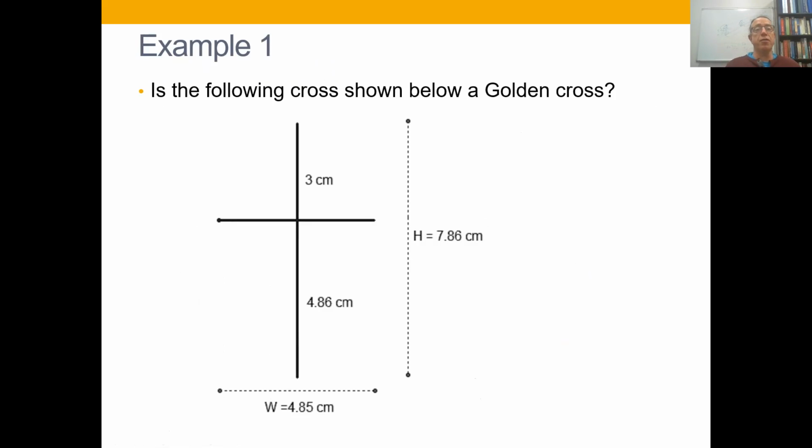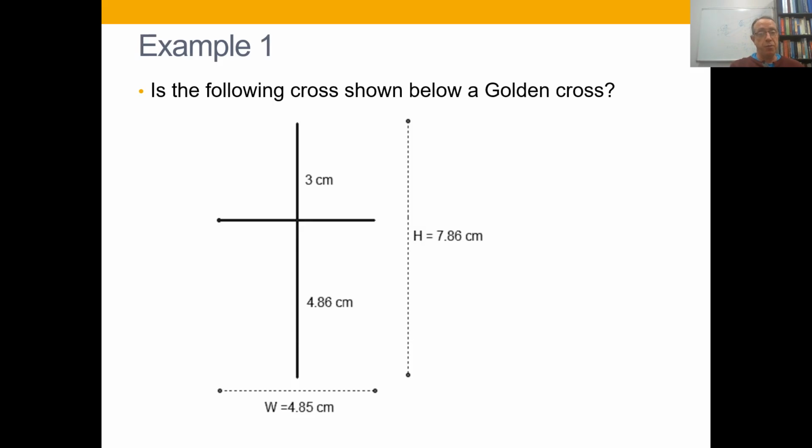First, we're going to check to see if the cross shown is a golden cross. My mistake, then we will find the missing value. Notice that the top portion is 3 centimeters, the bottom portion is 4.87 centimeters, the height is 7.86 centimeters, and W is 4.85 centimeters.